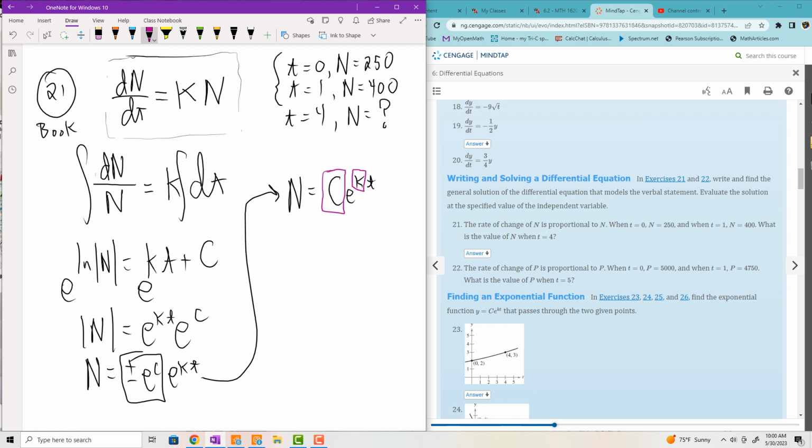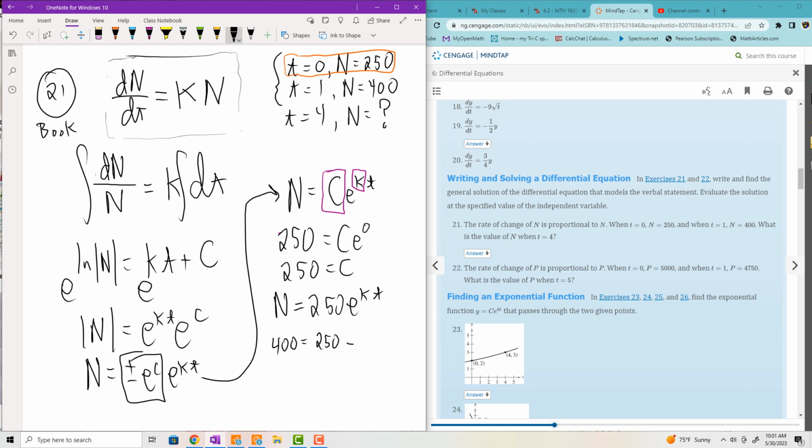Okay, so I just use these initial conditions. So I'll plug in 250, 0 for n and t. So n is 250 when t is 0. K times 0 is just 0, so 250 equals c. And that'll allow me now to rewrite my equation as n equals 250 times e to the kt. Okay, so I use the first initial condition. Now go to the second initial condition. So n is 400 when t is 1, that's going to allow me to solve for k.